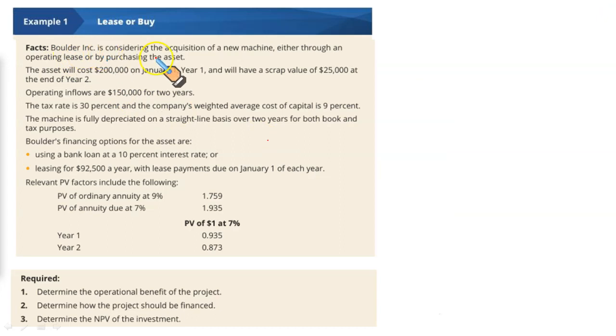Bowler Incorporated is considering the acquisition of a new machine either through an operating lease or by purchasing the asset. The asset will cost $200,000 on January 1st, year 1 and will have a scrap value of $25,000 at the end of year 2. Operating inflows are $150,000 for 2 years. These are operating inflows. He could have said that these are the cash savings.